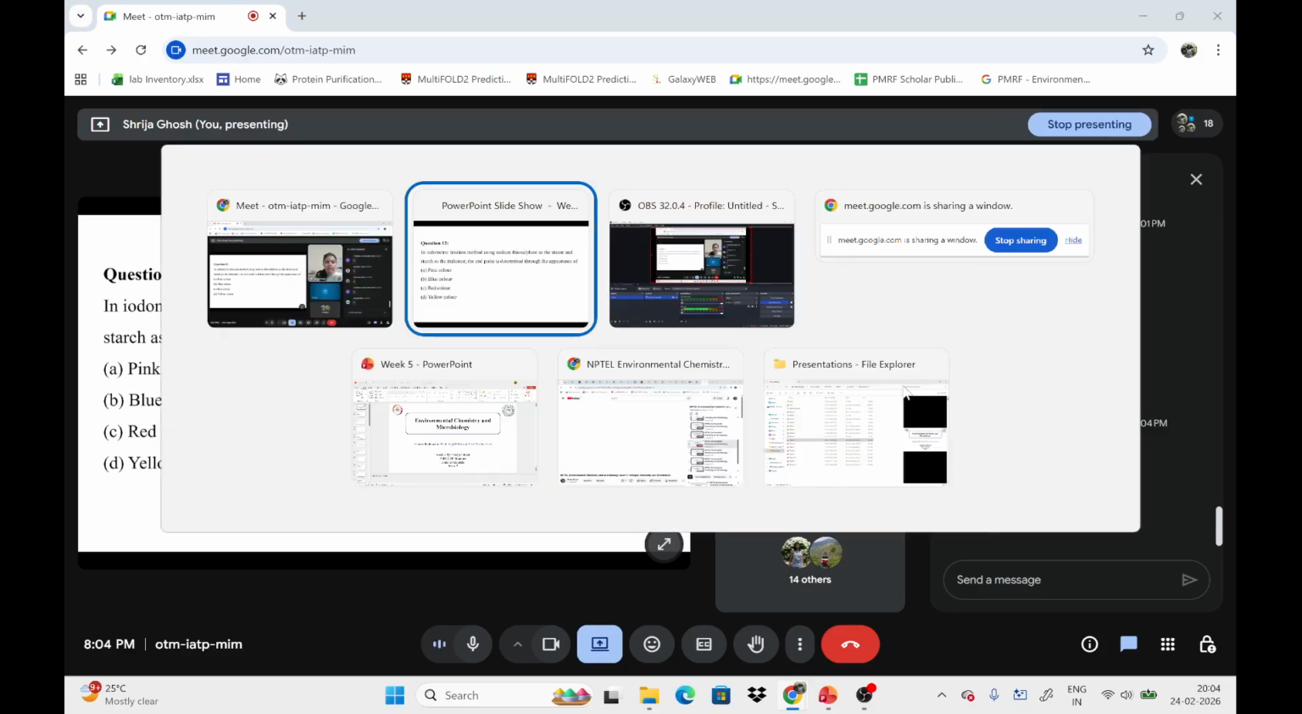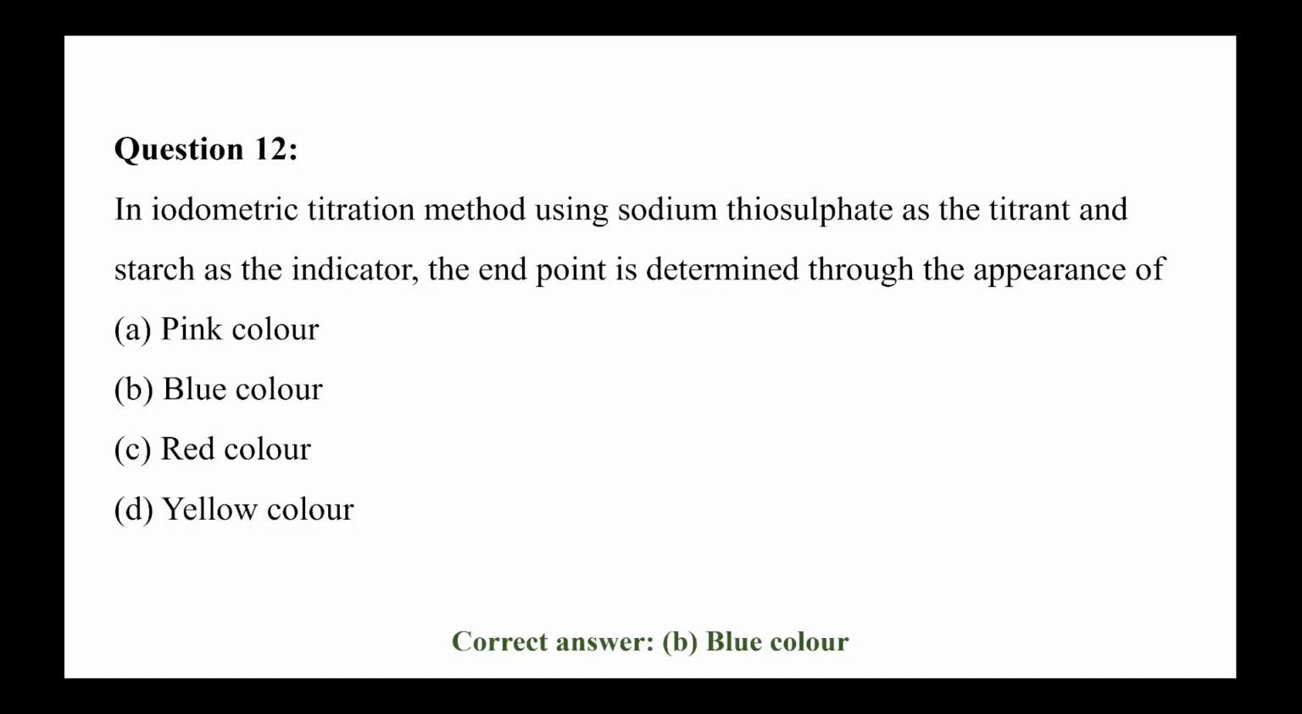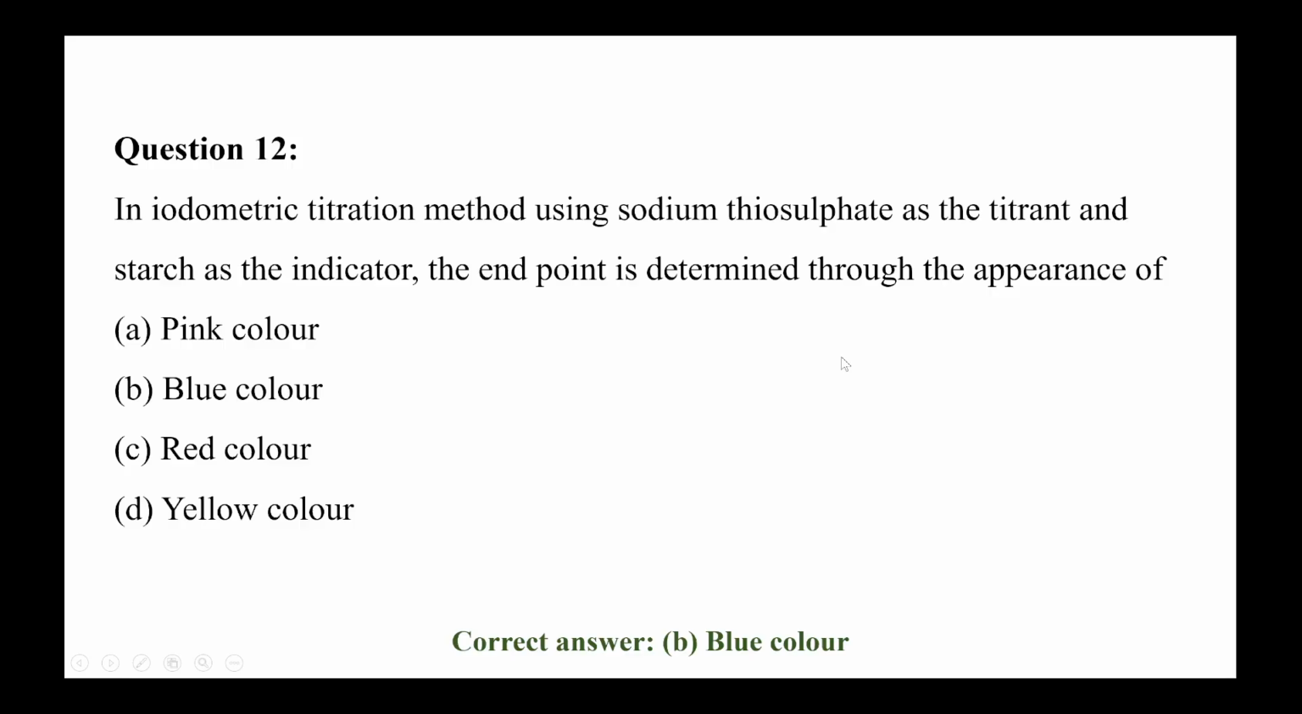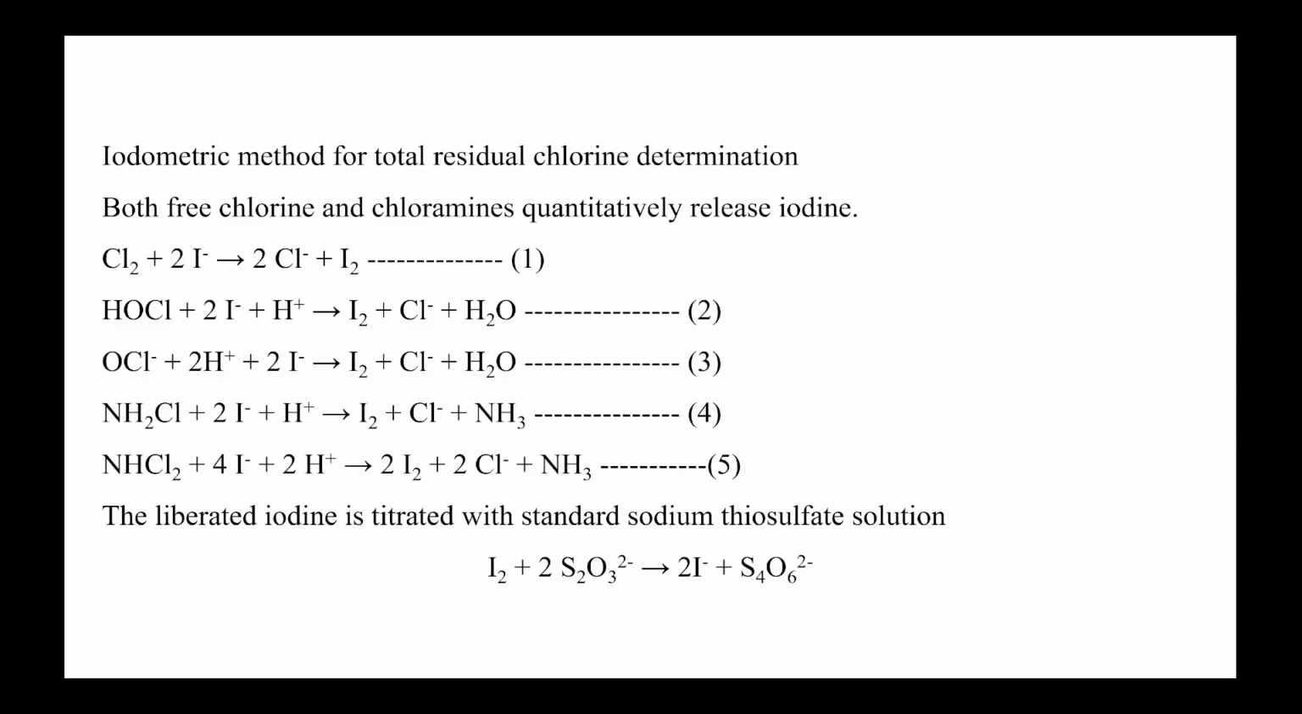Okay, let's see the correct answer. Option B, blue color, is the correct answer here. So, what happens during iodometric titration? This titration is basically done to determine the amount of chlorine present in the water, to determine the residual chlorine. Remember during the chlorination process, when we discussed chlorine demand, we saw that there is a point after which free residual chlorine starts increasing in the water sample.